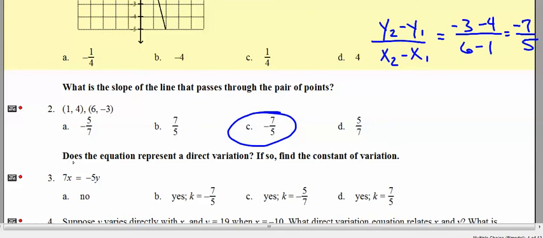Okay, let's try that. Does the equation represent a direct variation? If so, find the constant of variation. So try it on your own. I'm just going to start working it. And then when I'm done, hopefully you'll be close to being done, Dan.